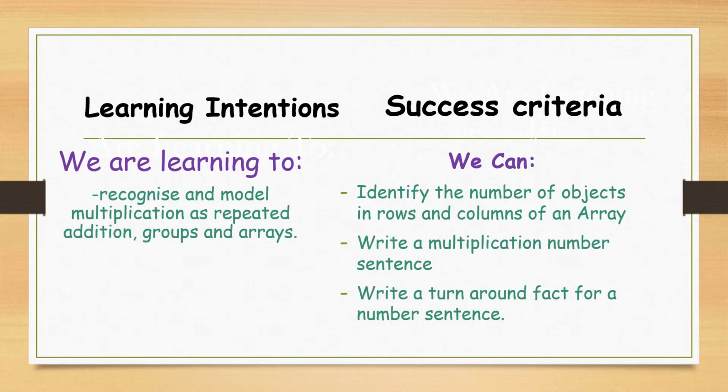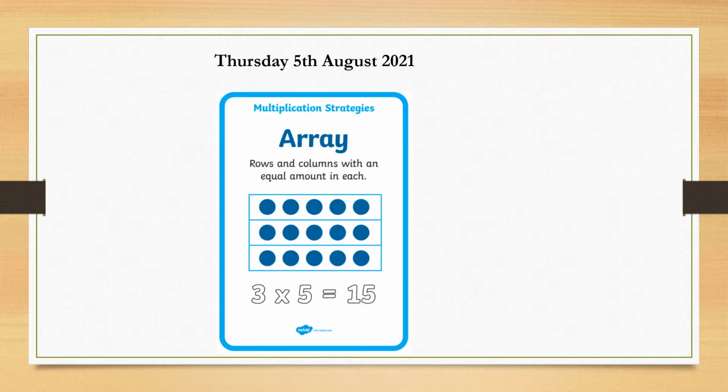Our learning intentions are that we are learning to recognize and model multiplication as repeated addition, groups, and arrays. Our success criteria is that we can identify the number of objects in rows and columns of an array. We'll be able to write a multiplication number sentence, and we'll be learning to write a turnaround fact for a number sentence.